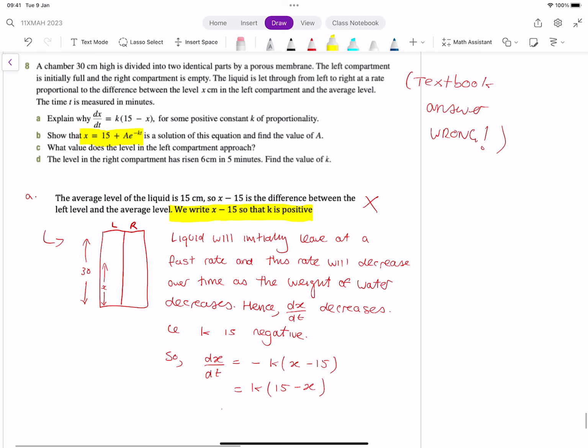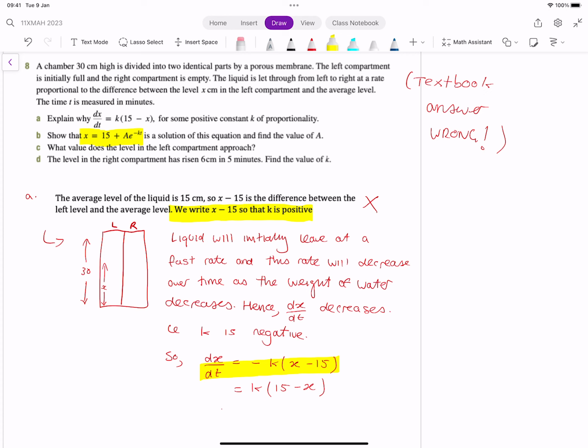Initially your dx/dt is going to be this. And this is kind of employing some biology knowledge, if you just think about it. If you've got liquid in a container and it's pouring out into another container through some sort of membrane, let's say it's coming through a cloth or some paper towel, well, initially the water is going to be very, very heavy and it's going to come out through the membrane very quickly.